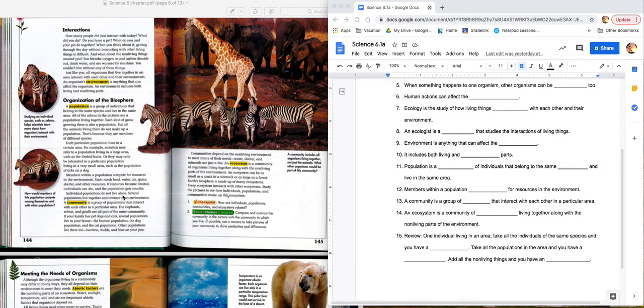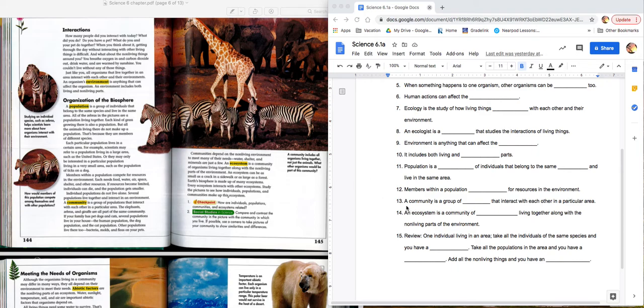Individual populations do not live alone. Several populations live together and interact in an environment. This is called a community. A community is a group of populations that interact with each other in a particular area. The elephants, zebras, and giraffes are all part of the same community. If your family has dogs and cats, several populations live in your house. You have humans, you have dogs, you have cats. Other populations live there too that we don't think about. There's bacteria, there's molds, there's fleas on your pets. Hopefully not, but maybe, who knows, right?